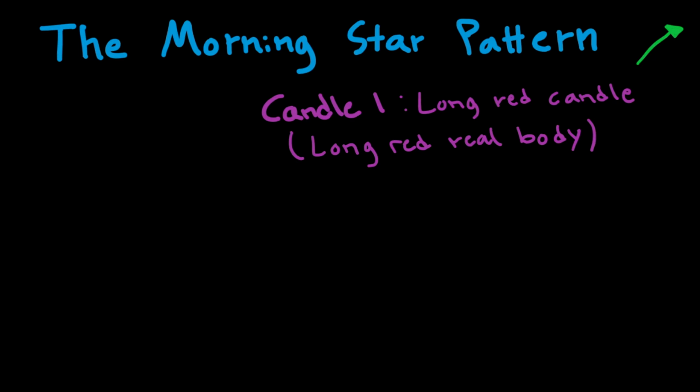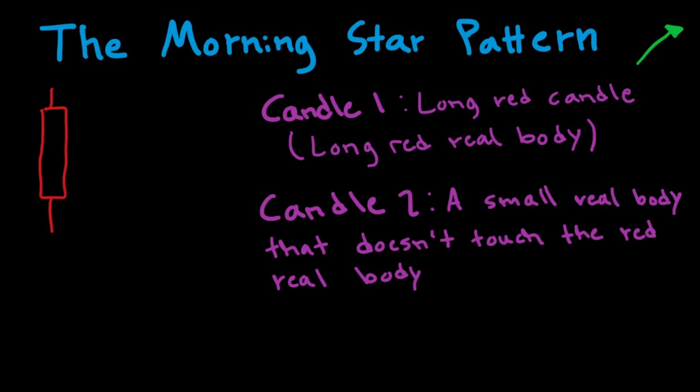But yeah, the first candle is a long red real body. So if you know the terms, you know that the real body is the body that looks like a rectangle here. So it would look something like this, maybe has some shadows like this. And then candle 2. So candle 2 is a small real body that doesn't touch the red real body. So it will look, for example, something like this.